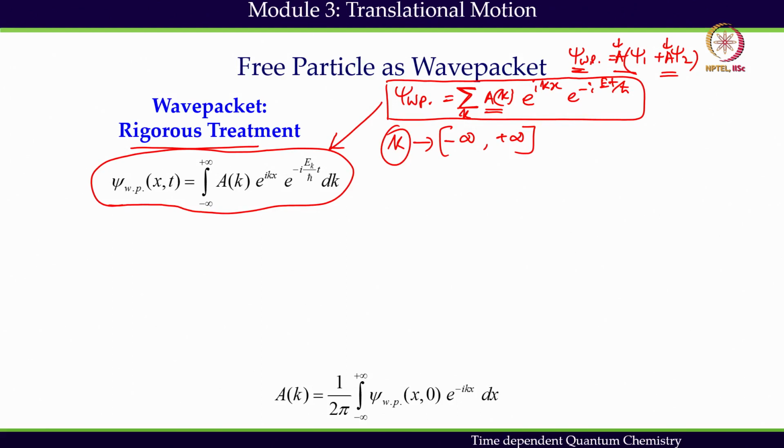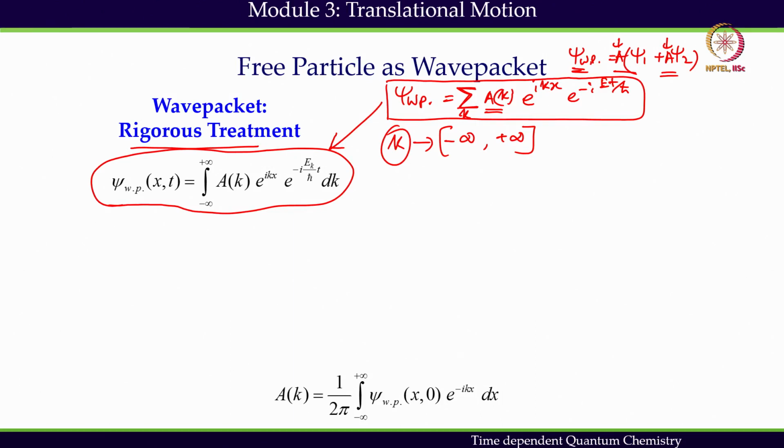As a result of interference among the component plane waves, at one instant the wave packet exhibits large amplitude at one region of space due to constructive interference, and the region of constructive interference changes with time because of the presence of the time dependent phase factor.